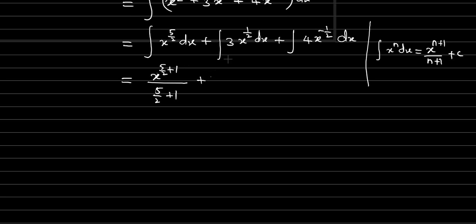Okay, next plus constant 3, right? So we can take it outside. Now x power 1 by 2 integration. So plus 1 by 1 by 2 plus 1. Second part integration also done. Next, the third one. 4 is constant, so we can take 4 commonly outside. Now x power minus 1 by 2. So whatever we have for the power, add plus 1, and the same power repeats in the denominator.